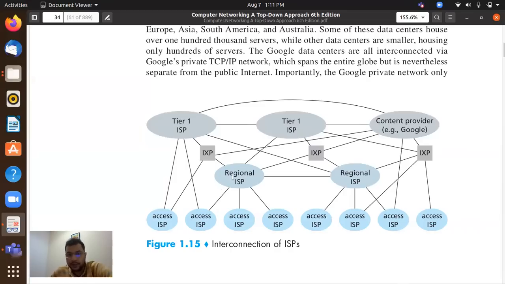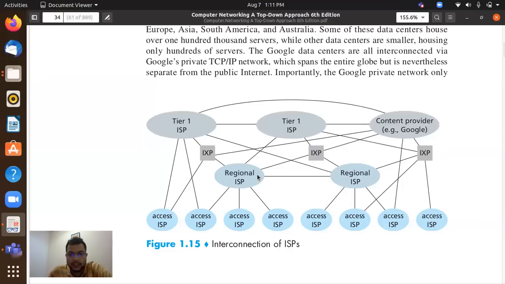But there may be a tie-up between the regional ISPs, that whenever I have a packet for your access internet service provider, I will pass it on to you. That is called the peering concept. So instead of passing it to the tier one internet service provider, I will pass it on to the regional service provider near to me, who eventually will pass it on to the destined access internet service provider, and eventually the access internet service provider will pass it on to the destination node.